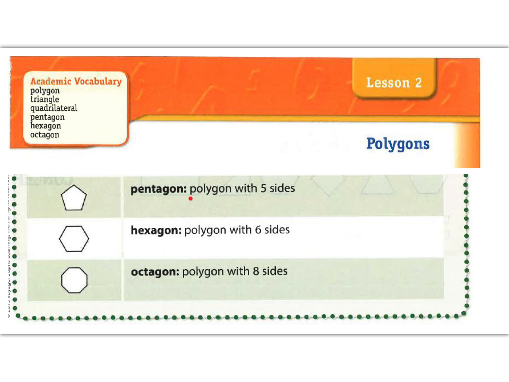A pentagon is a polygon with 5 sides. A hexagon is a polygon with 6 sides, and an octagon is a polygon with 8 sides. So you can count the sides and figure out what kind of polygon it is. Penta means 5, hex means 6, octa means 8. Okay, so pentagon, 5, hexagon, 6, octagon, 8.